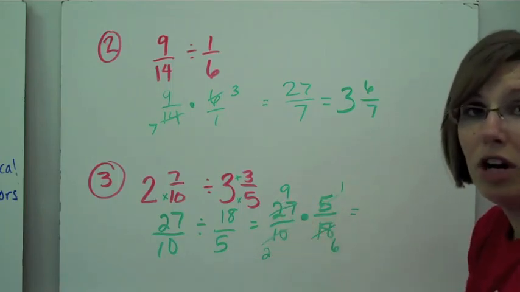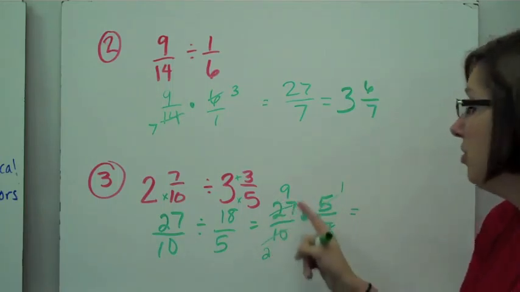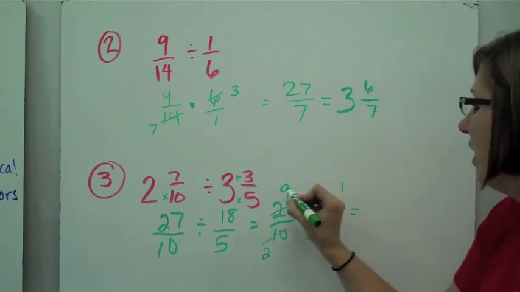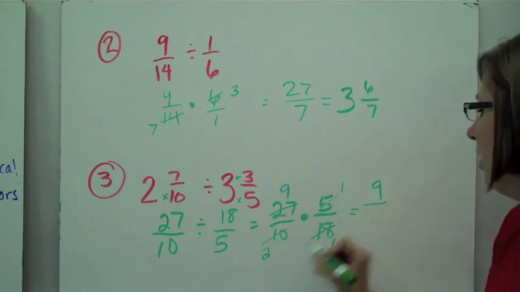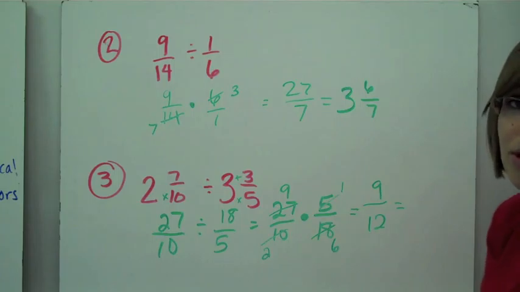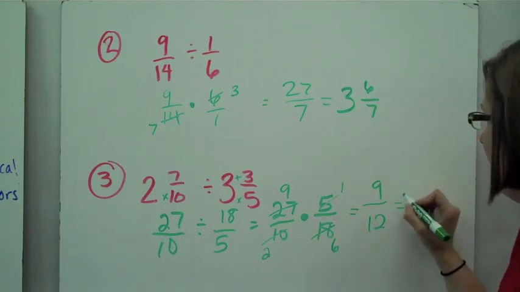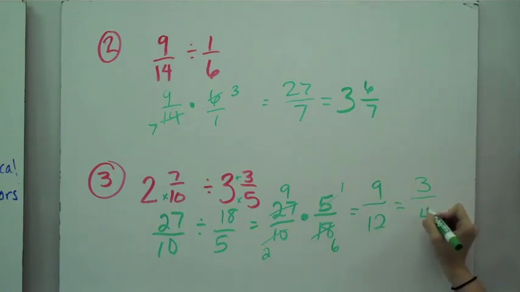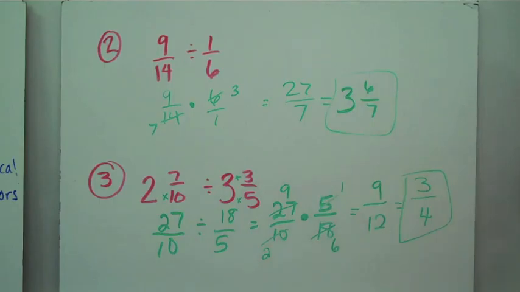I could probably have cross canceled or cross reduced these a little bit more, but I'll just go with what I have. 9 times 1 is 9. 2 times 6 is 12. And I can reduce this one more time. 3 goes into 9 3 times. 3 goes into 12 4 times. So 3/4 is my final answer on that one.